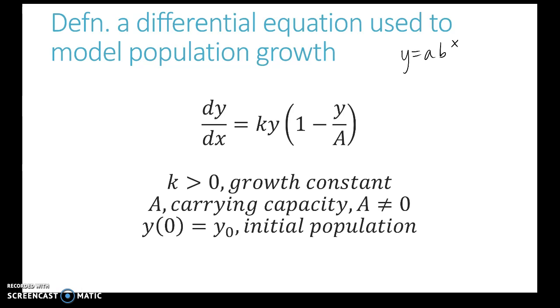So the logistic is a differential equation. This is what it'll be defined as always. K represents our growth constant. A is our carrying capacity. That represents the limit on whatever population we're looking at. And then, of course, when you look at the solution, we'll have some initial population.